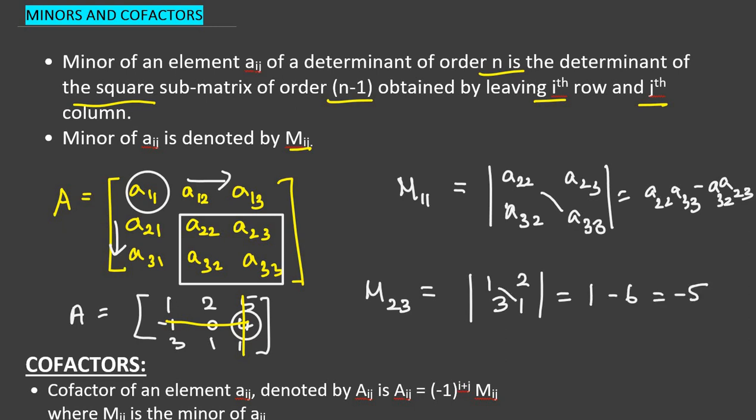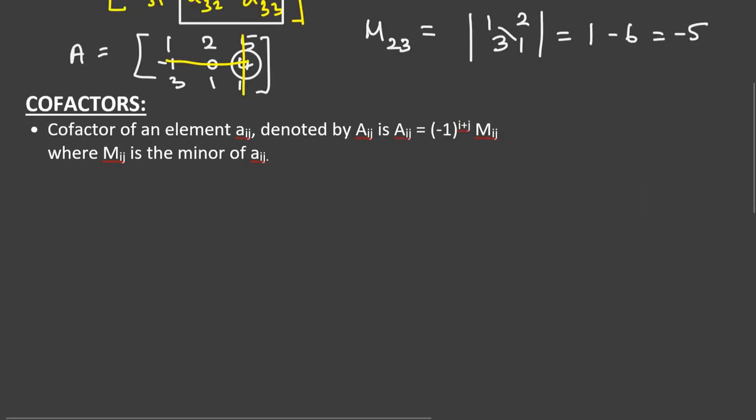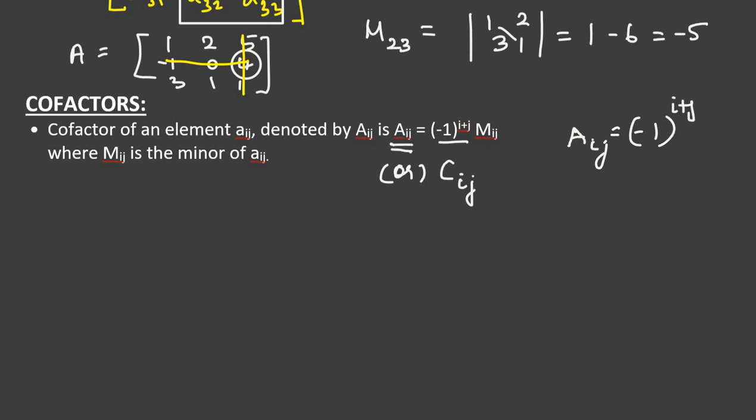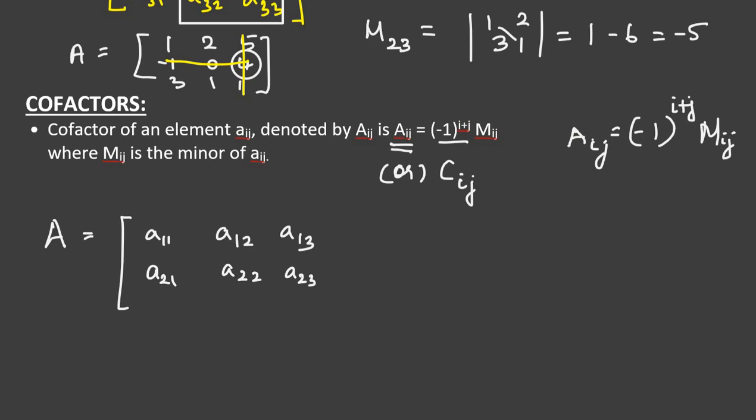This is a minor. Next, the cofactor of an element Aij, denoted by capital Aij, or it can also be denoted as Cij, is equal to minus 1 whole power i plus j into Mij. It is a signed minor. For example, we take a matrix A of order 3 by 3: a11, a12, a13, a21, a22, a23 and a31, a32 and a33.